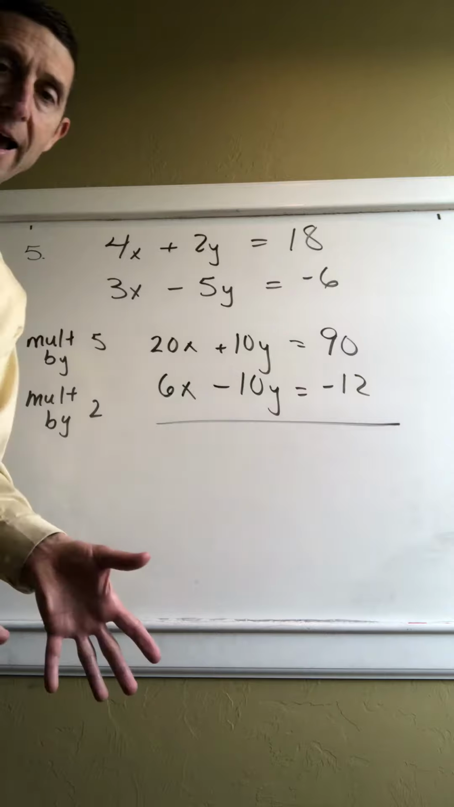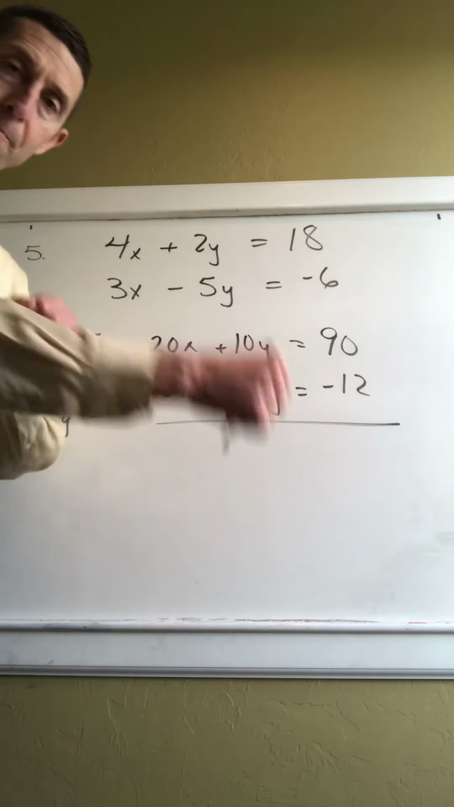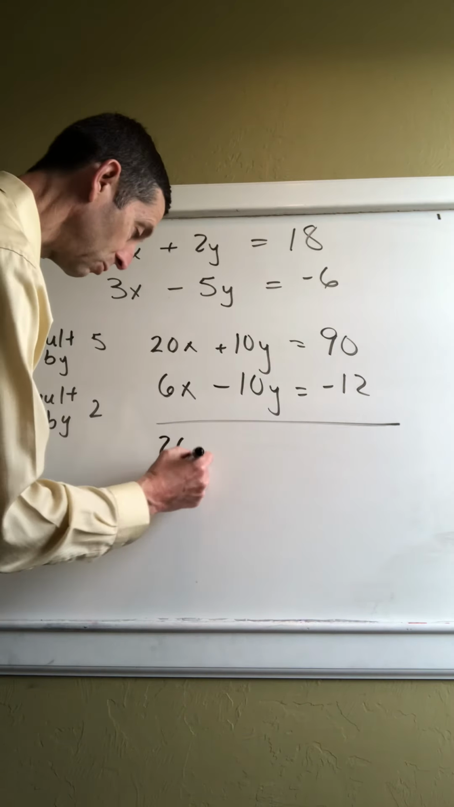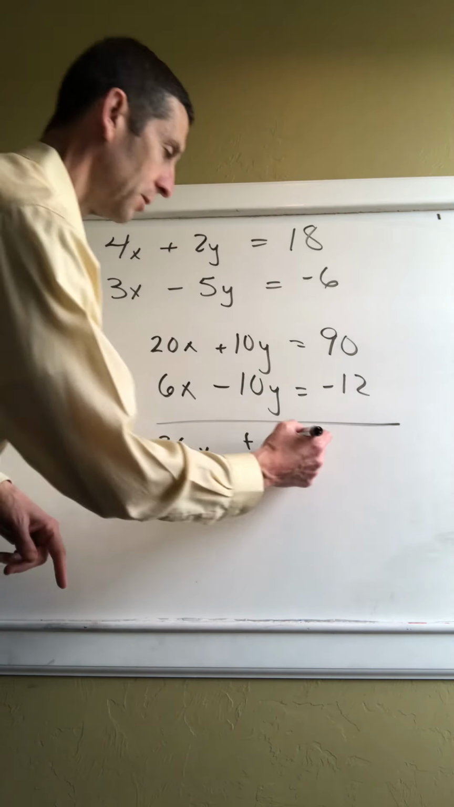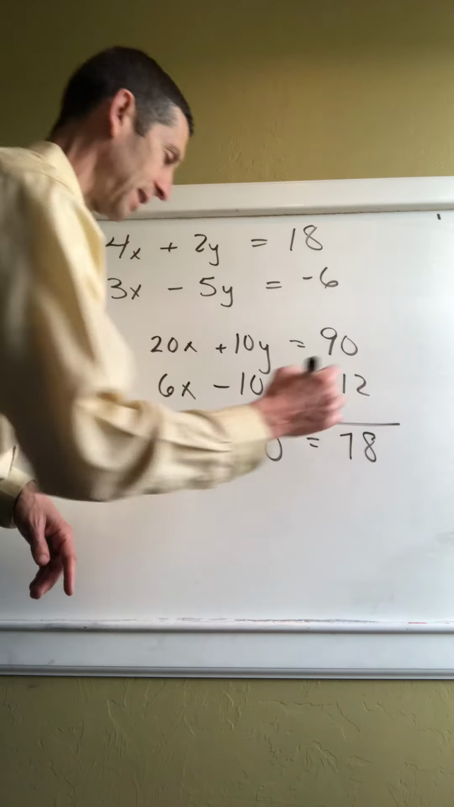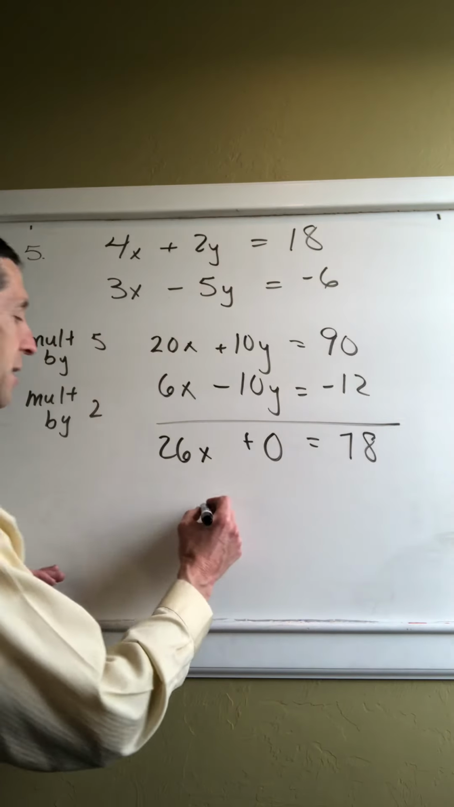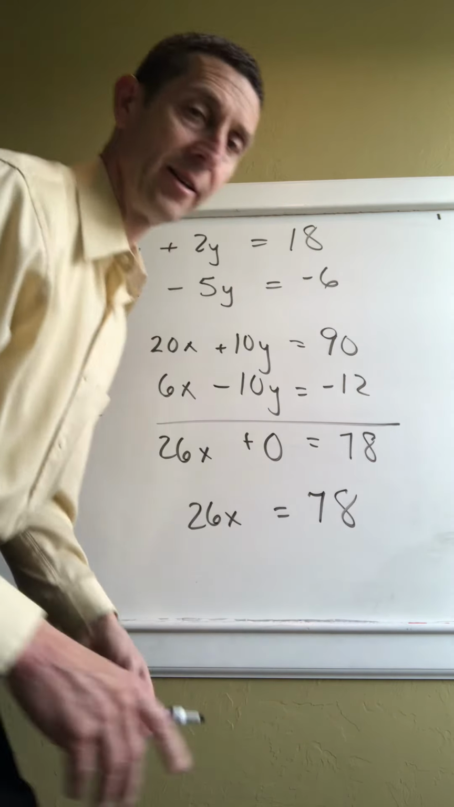So this is exactly what you want to have happen. Positive 10y, negative 10y, bam, they eliminate. That's what we need. So add them down. This is 26x. That eliminates. That's a 0. This 90 minus 12, what is that? 78. So you got kind of a weird math problem right here. So we've got 26x equal to 78.